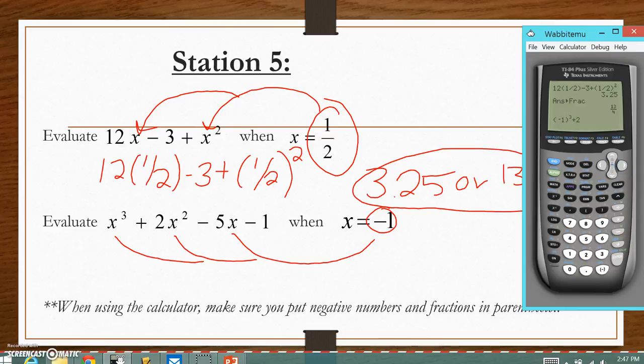Plus 2, parentheses again, -1, close it, and then square, minus 5, and then another parentheses. And I get 5 as my answer.